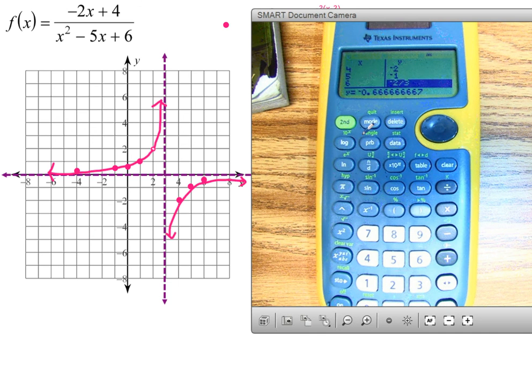Make sure you use your calculator for your table of values. It makes it a whole lot easier than having to type each little thing in. Some of our problems may have 2 vertical asymptotes, so we'd have 2 vertical lines.